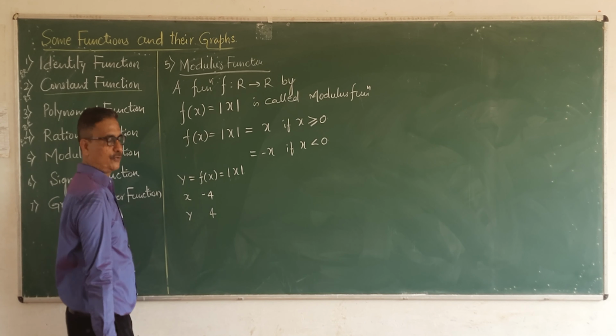For example, modulus of minus 5. Now minus 5 is less than 0. If it is less than 0, its value is minus x. What is x value? Minus 5. Minus into minus plus 5.